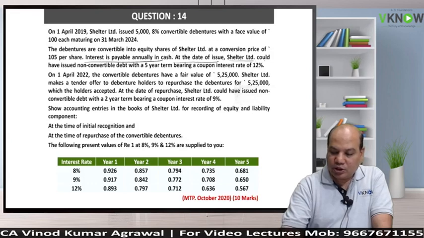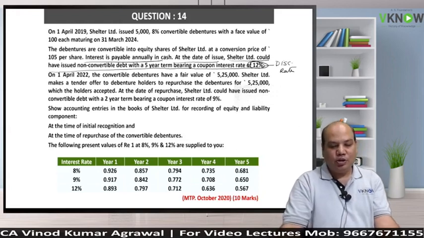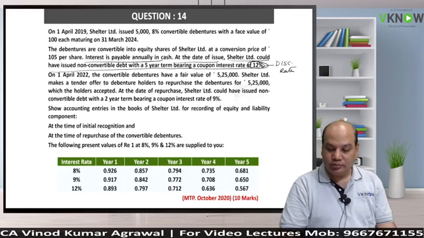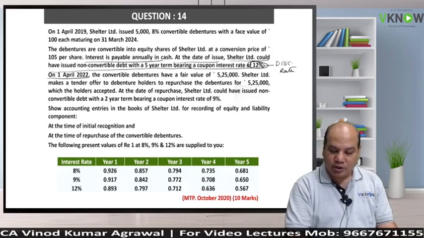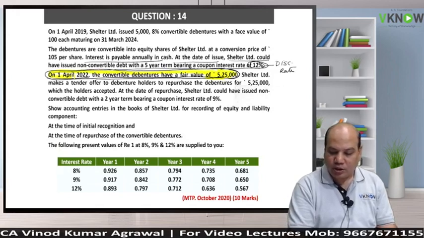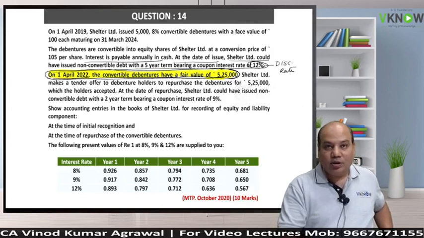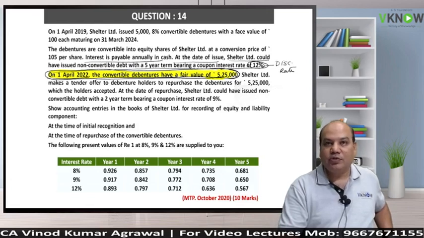At the date of issue, Shelter Limited could have issued non-convertible debt with a 5-year term having a coupon rate of 12%. So this is your discount rate at the beginning when you will calculate the financial liability. So far the question is proceeding like the earlier problem, but on 1st April 2020, the convertible debentures have a fair value of 5,25,000. So this figure they have given to you, which means now the same convertible instrument has a value of 5,25,000. Shelter Limited makes a tender offer to debenture holders to repurchase the debentures for rupees 5,25,000.